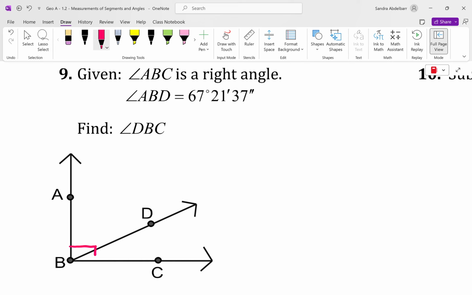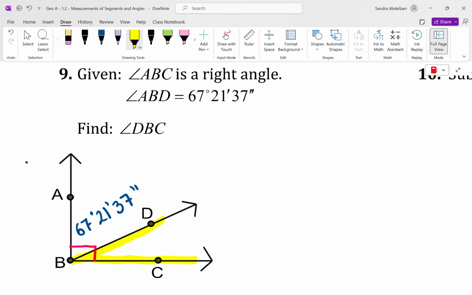It says angle ABC is a right angle. How do I label a right angle? I just make a box. We know a right angle is 90 degrees, so we'll keep that in our heads. Then it says angle ABD is represented by, so I'm going to follow the letters. How do I know which angle is ABD? You follow the letters. Trace it A to B to D. If you trace it, you go inside that angle that you formed. So ABD, that's this angle right in here. So this is going to be 67 degrees, 21 minutes, and 37 seconds.